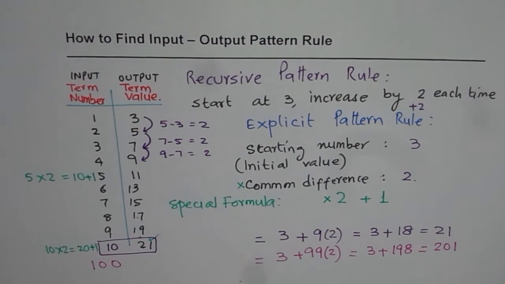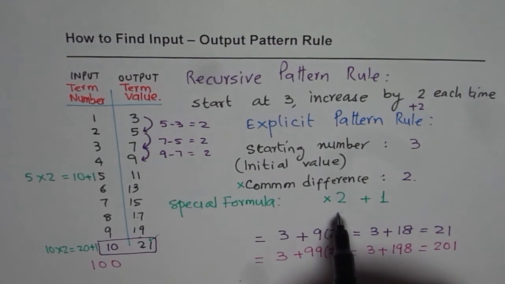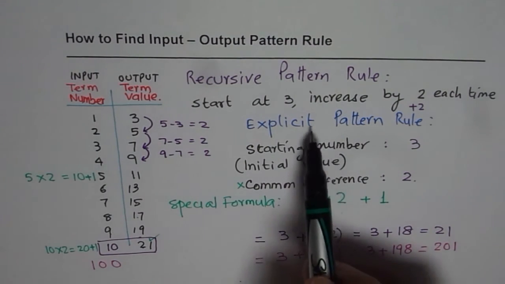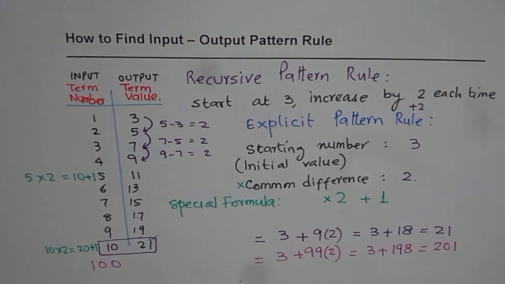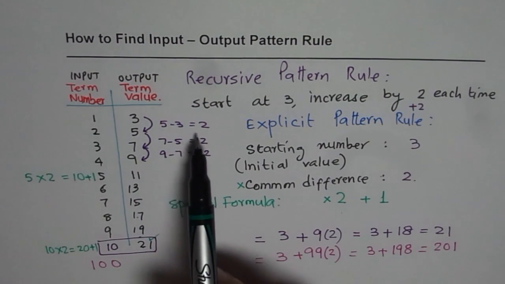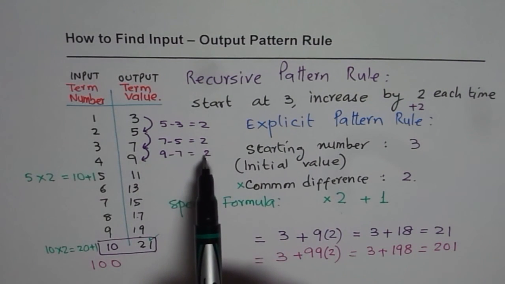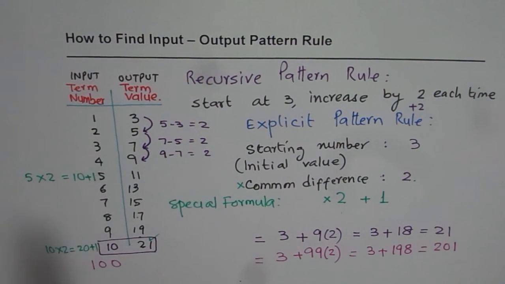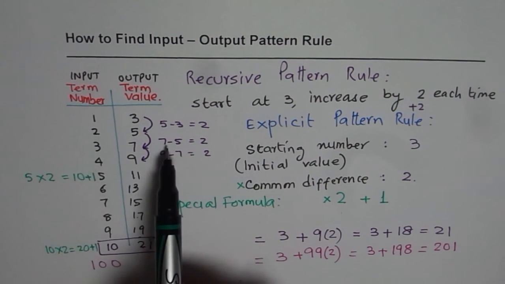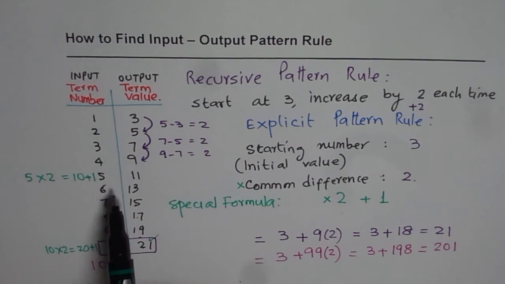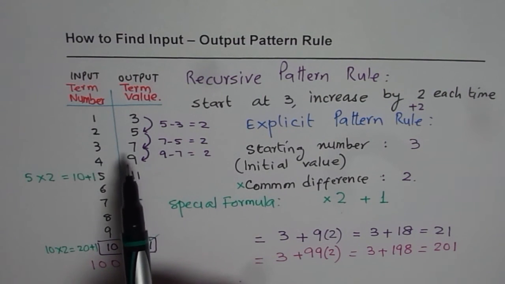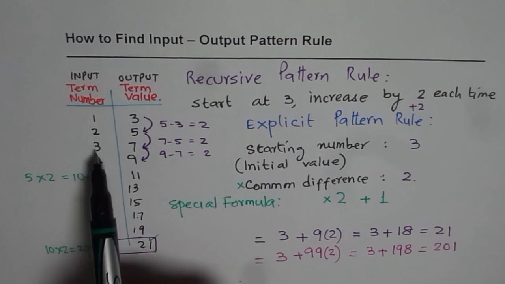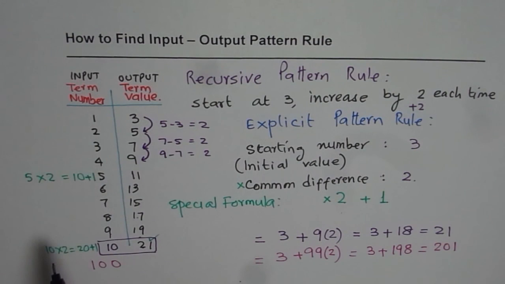So it works. So our pattern rule is also an explicit pattern rule, but you can get it very fast. How? The magic number here is the common difference. So you know we are multiplying the term number by the common difference. So multiply the term number by the common difference and then figure out how much you should add or subtract to get the value. So try it with 1 or 2 values, you will get your formula.